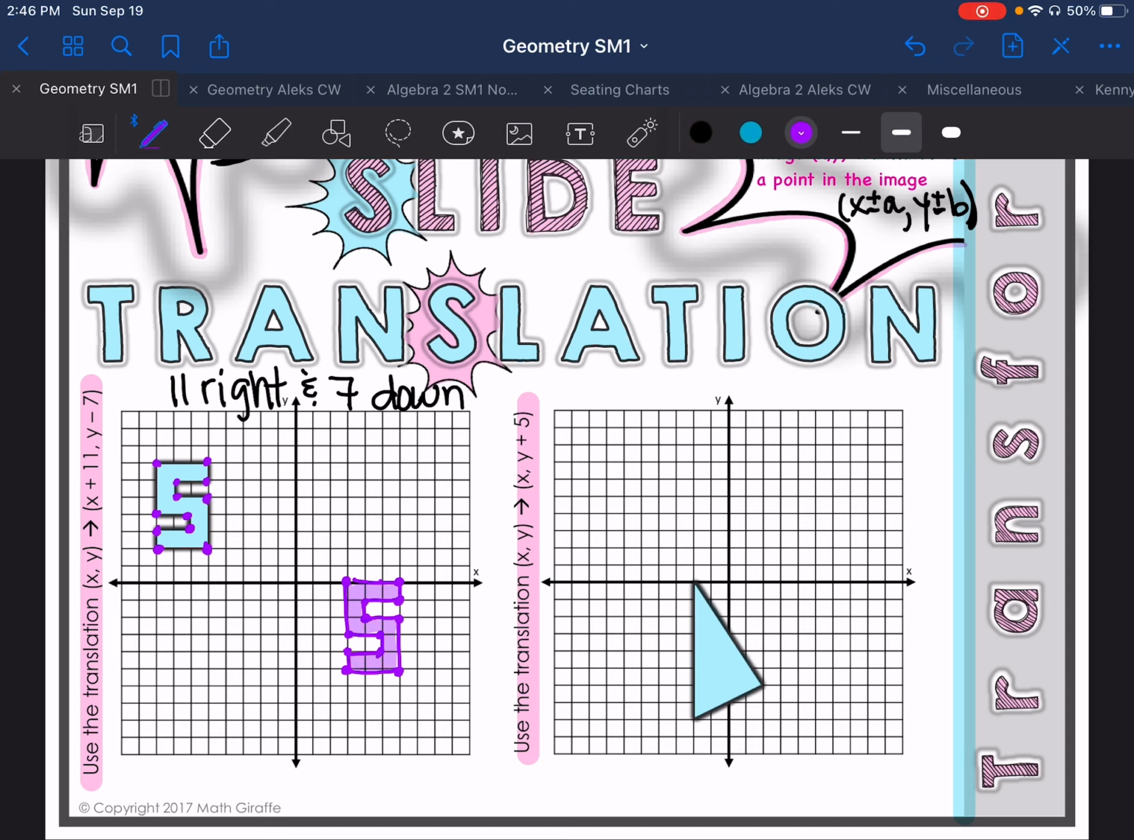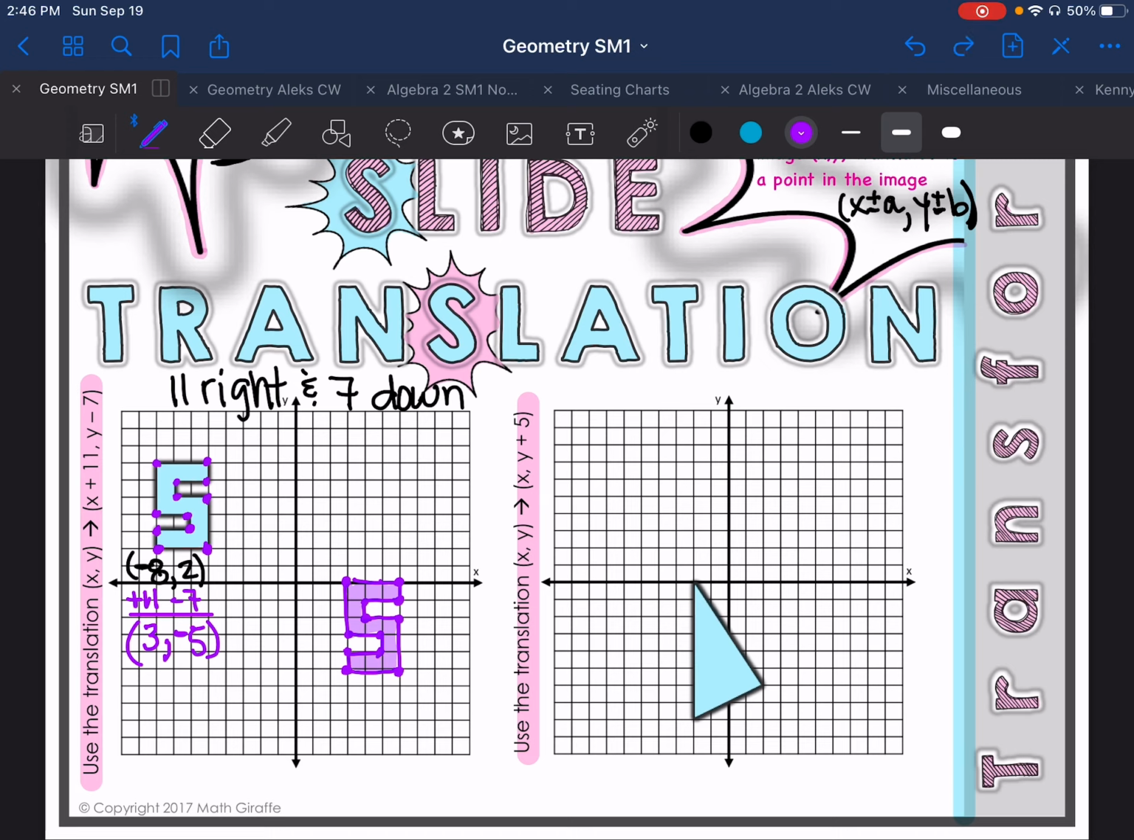We could have said that this first point right here was the ordered pair negative 8, comma, positive 2. And then we could have come and said that it was negative 8 plus 11, which would have given us 3, comma, 2 minus 7, which would have given us negative 5. So let's see if we can find that point. 1, 2, nope, that's not it. Hold on.